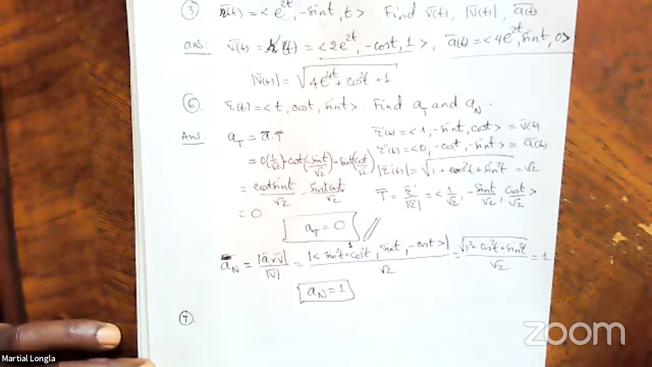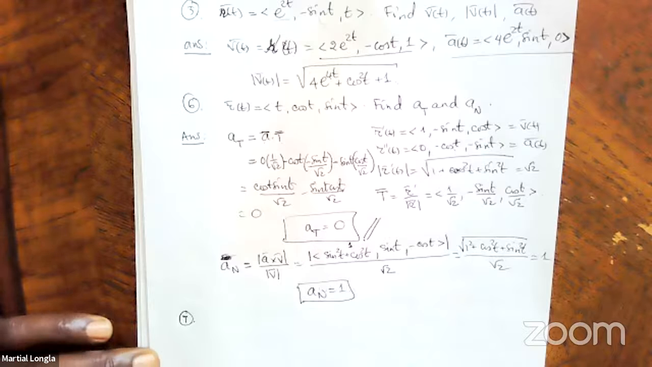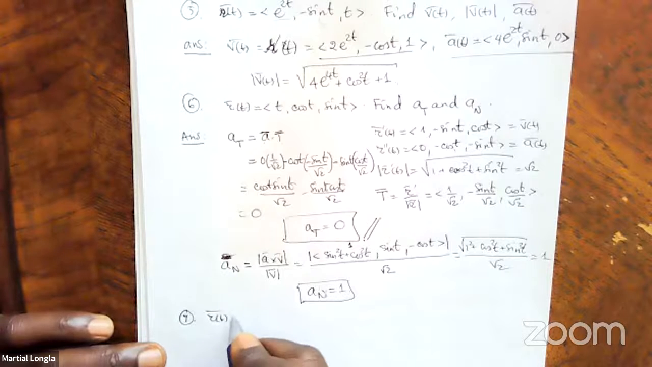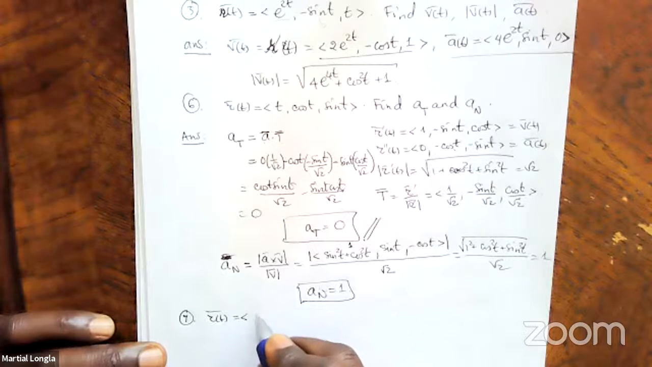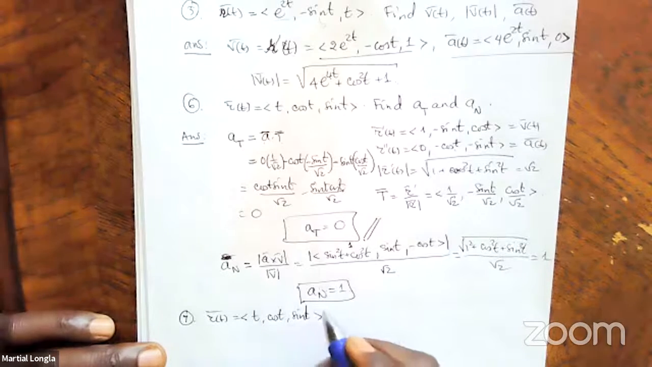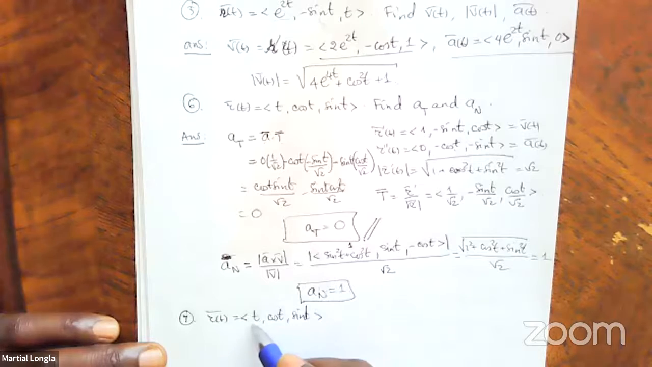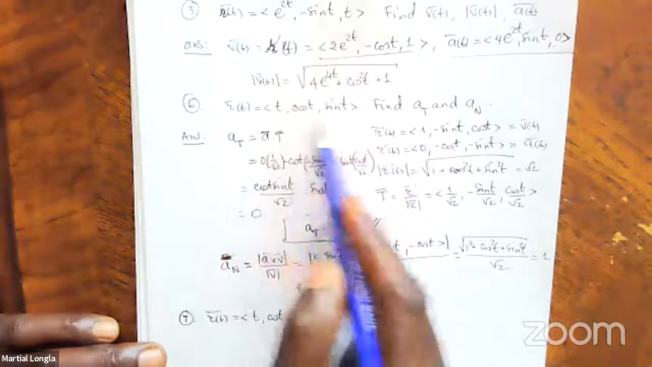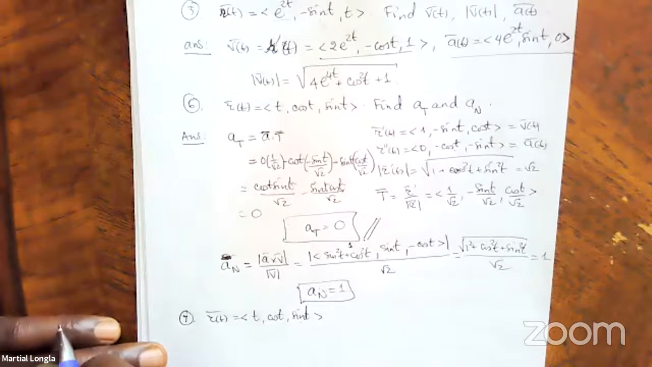Problem 7. I gave you r of t, and we ask you to give the radius, the curvature, the radius of curvature, and the binormal vector. So r of t is t, cosine t, sine t. And you notice that it's exactly that same vector that was given in the previous problem. So you don't need to do twice the same work.